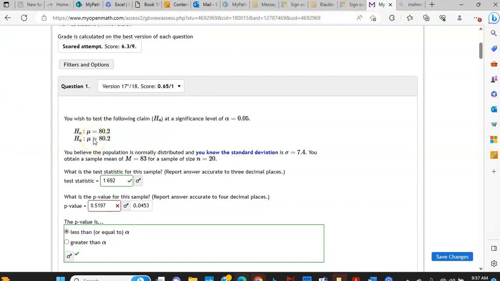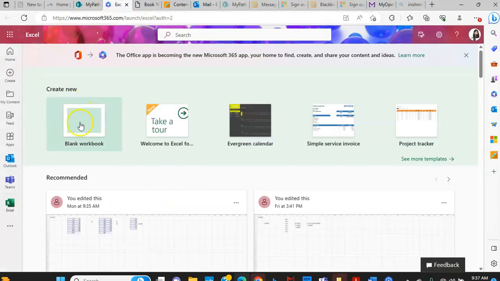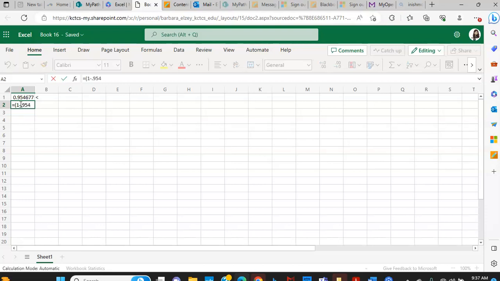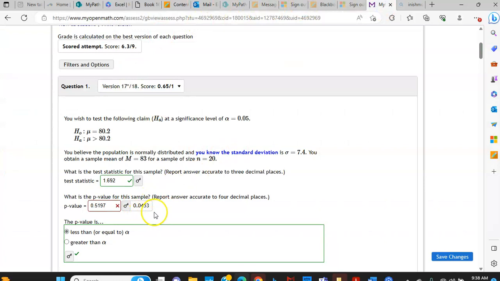And since it's a greater than, we always subtract from 1 whatever we got out of Excel. So our p-value is equal 1 minus 0.954677, which is 0.045323. I think it said round to 4 decimal places, so 0.0453. And that, of course, is what the answer is there.